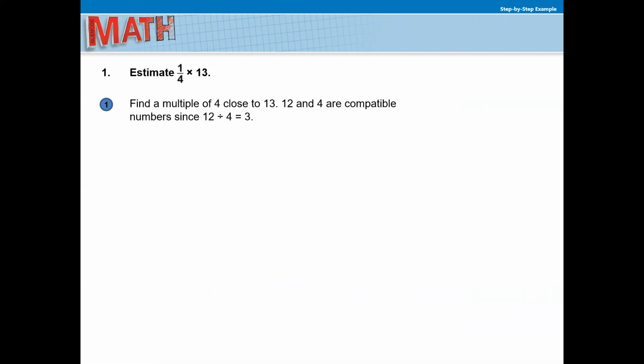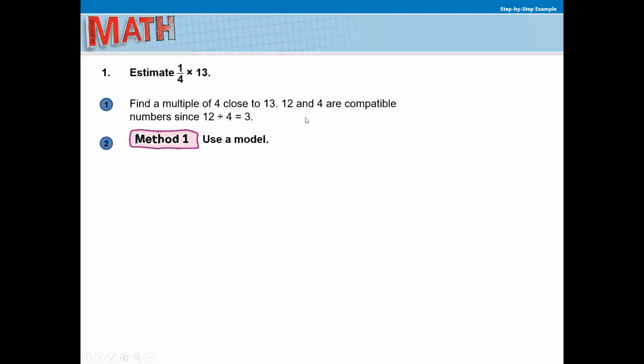So number 1 asks you to count by 4s till you get to a number close to, but not bigger than 13. Okay? 4, 8, 12, 16. 16 is too big, so I stop at the 12.